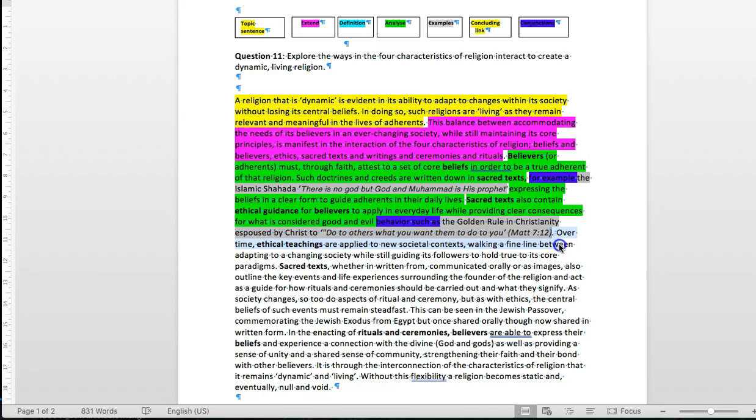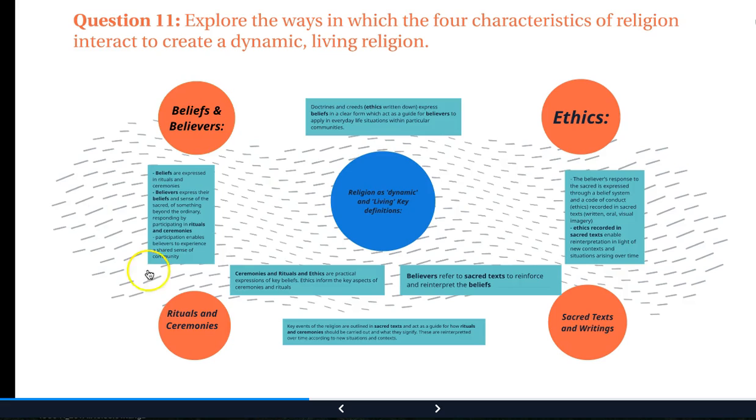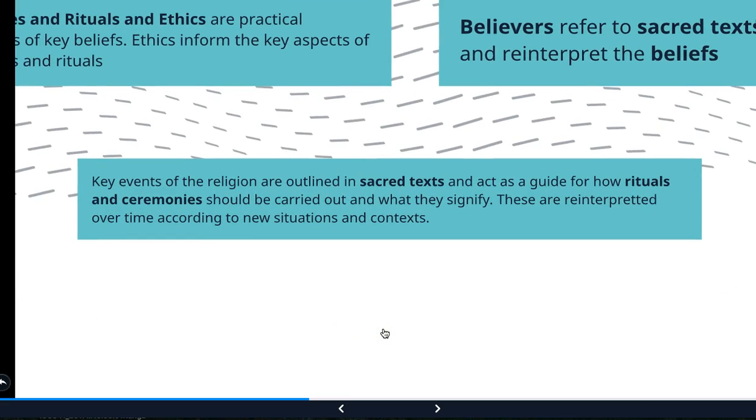So over time, ethical teachings are applied to new societal contexts, walking a fine line between adapting to a changing society while still guiding its followers to hold true to its core paradigms. They're just synonyms so that we vary our language a bit and you don't sound repetitive saying beliefs all the time. So now we're going to talk about sacred texts and the interrelationship with rituals and ceremonies. So we will be discussing sacred texts and writings and rituals and ceremonies.